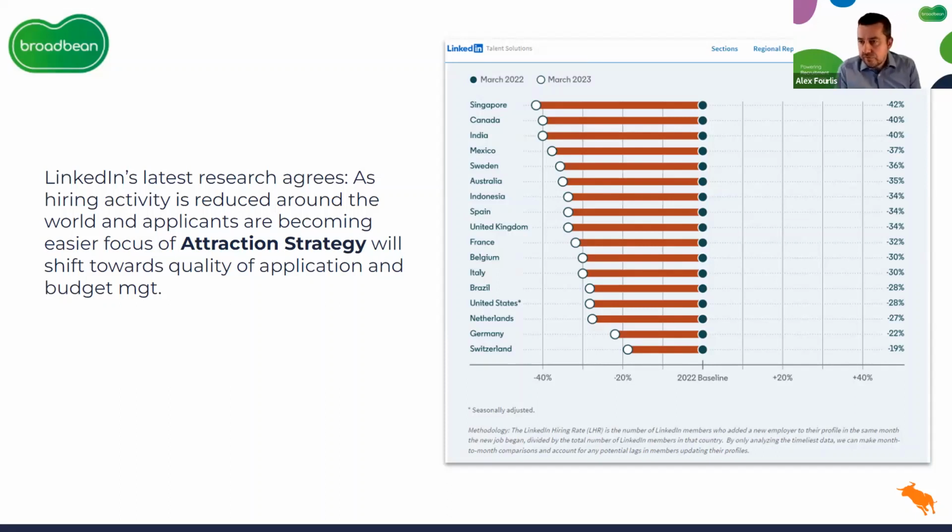We can see the decline of hiring activity, which makes it really important to find processes that are faster, cost less, and are more effective in finding the needle in the haystack, right? The right applicant at the right time with the right skills.